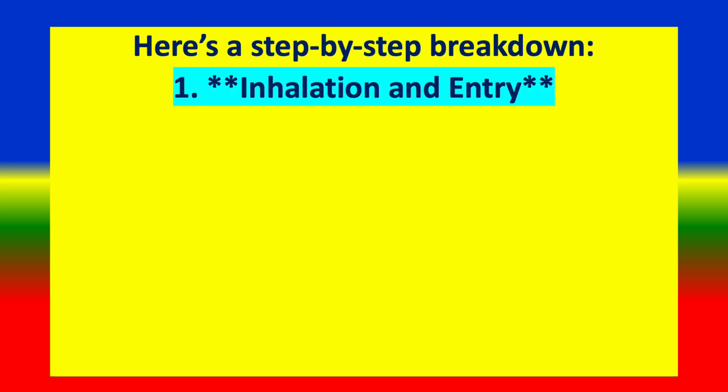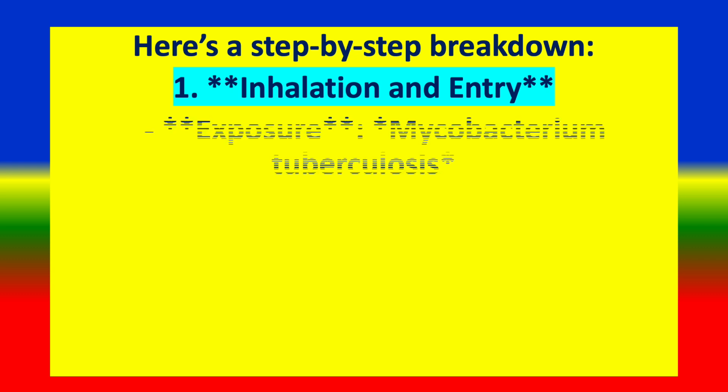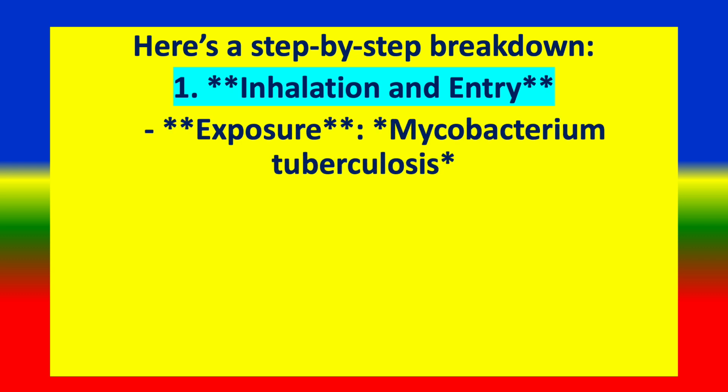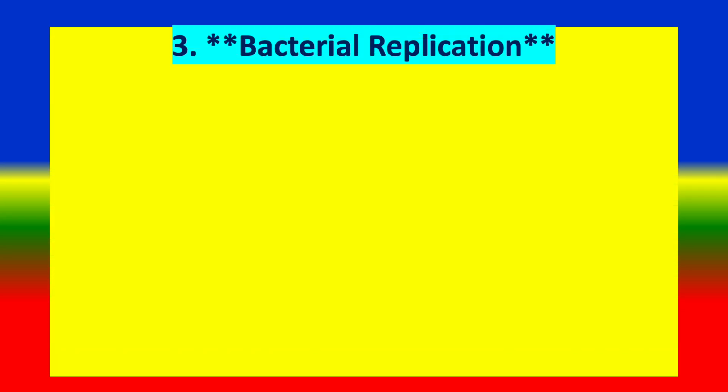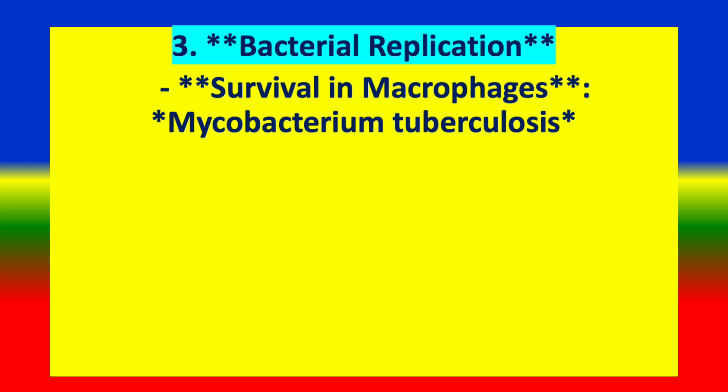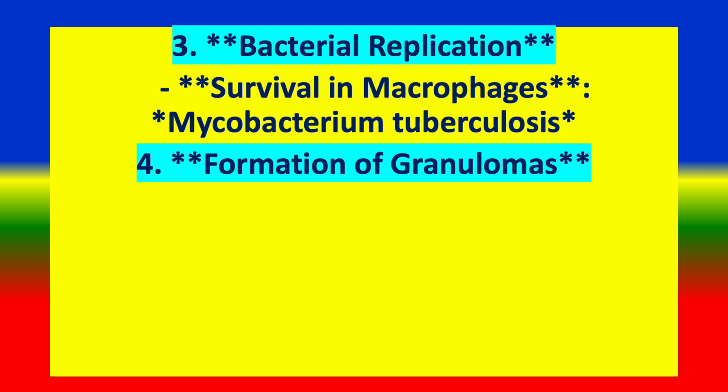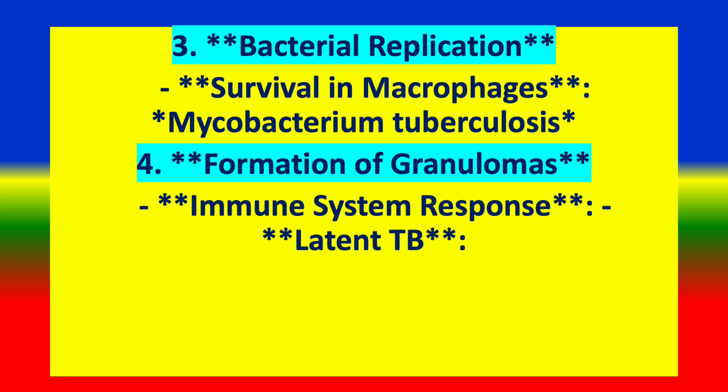Here is a step-by-step breakdown of pathophysiology. 1. Inhalation and entry: exposure to Mycobacterium tuberculosis. 2. Alveolar deposition, lung entry. 3. Bacterial replication, survival in macrophages. 4. Formation of granulomas, immune system response, latent TB.